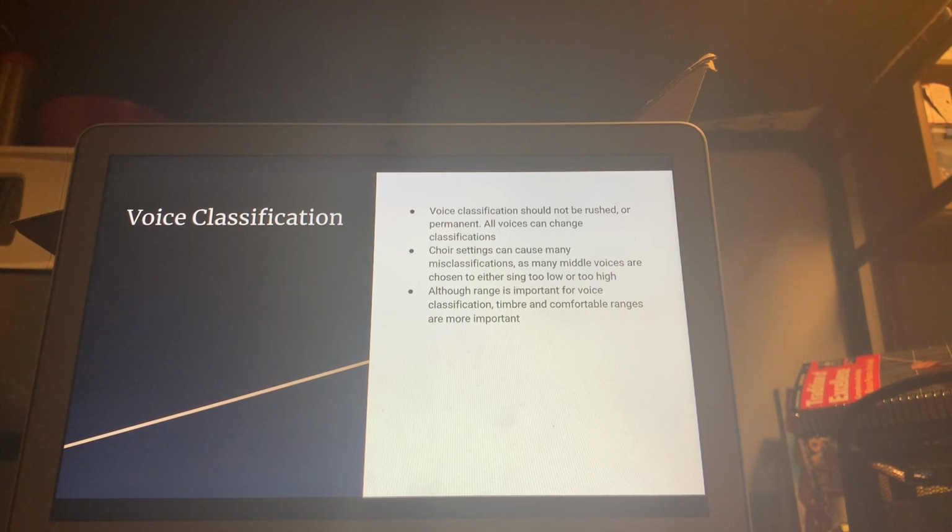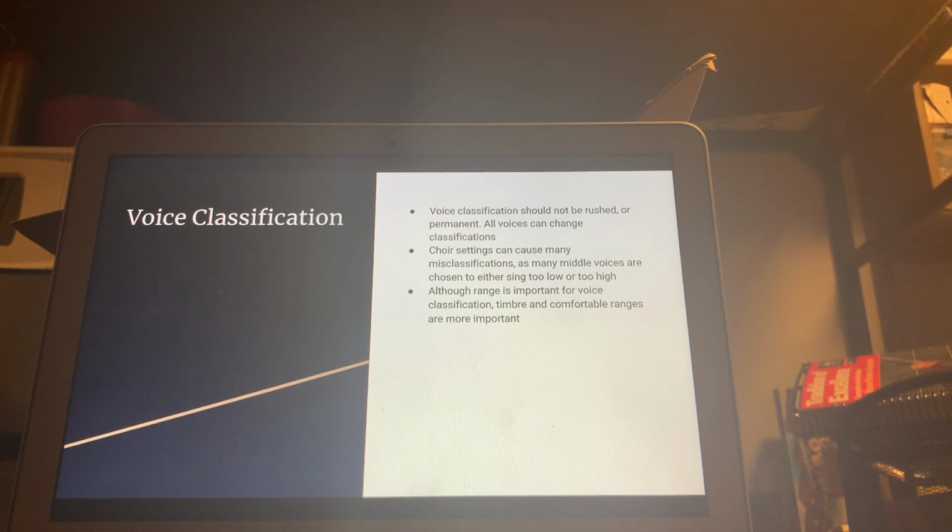So, say a boy in middle school has a very high voice, and they're like, you're going to sing tenor, or you're going to sing alto. That creates a permanence effect in a lot of kids, and it shouldn't be a permanent or quick-to-judge thing, because people's voices change all the time, and all voices can change throughout their life. So it's not good to have something rushed or really make it permanent, because it could damage a student.